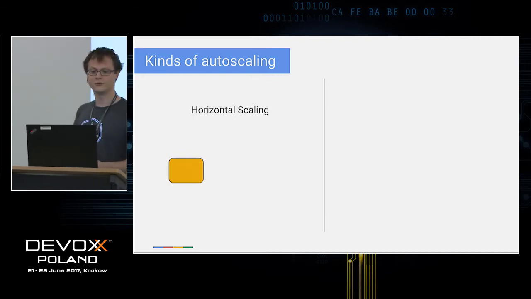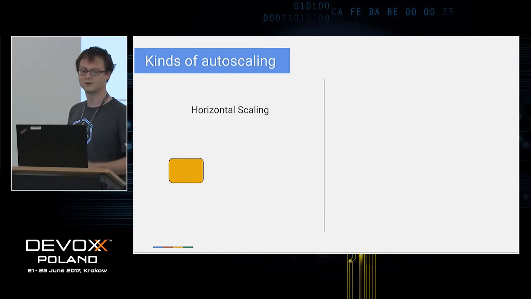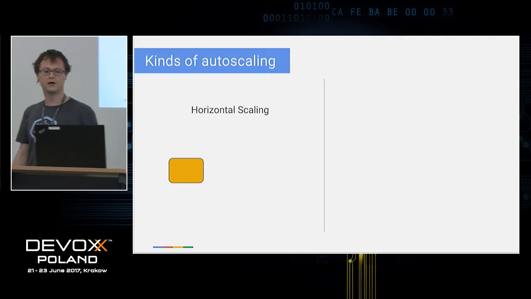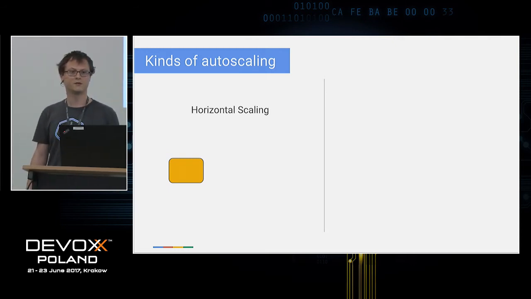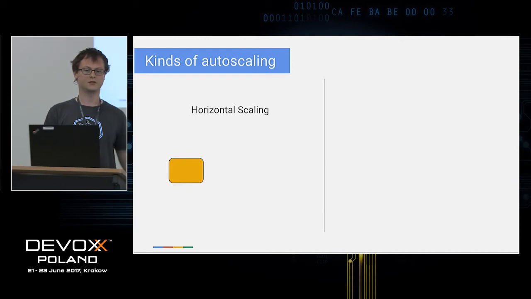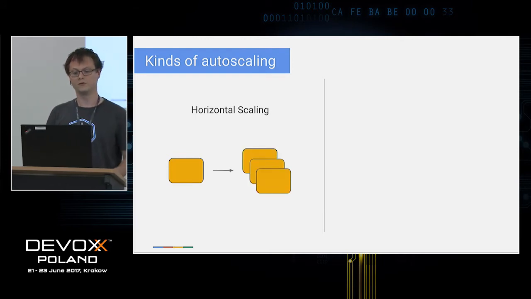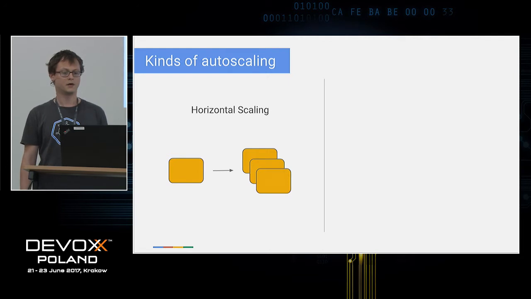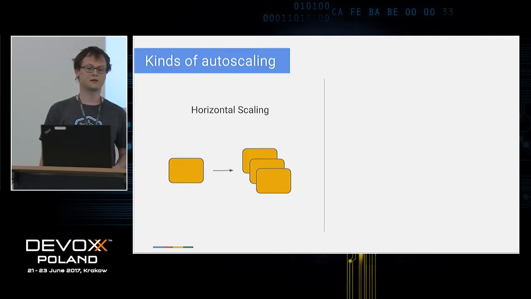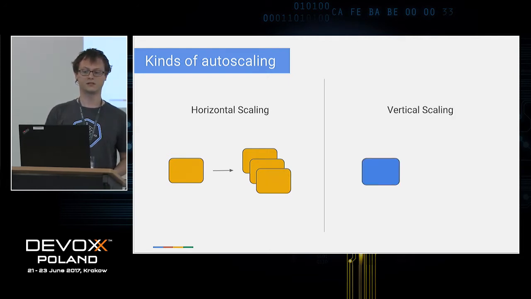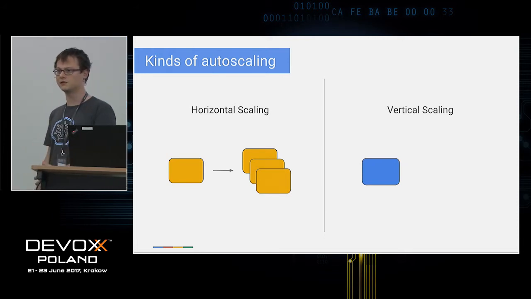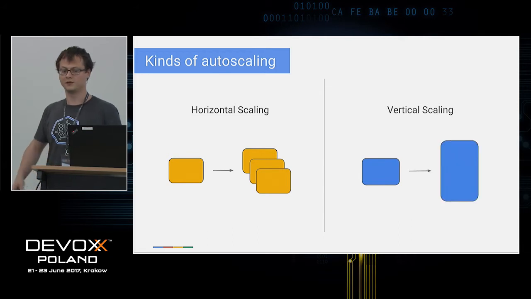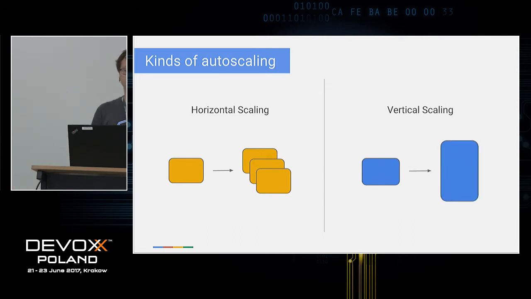Okay, hopefully you are convinced that you want to autoscale something. So how can we do that? There are two basic ways of scaling our system. The first one is horizontal scaling. So we just adjust the load on our application by adding more or removing some instances of it. And another approach is vertical scaling. In this case, instead of adding or removing instances, we just make our existing instances bigger, and that should solve the problem.